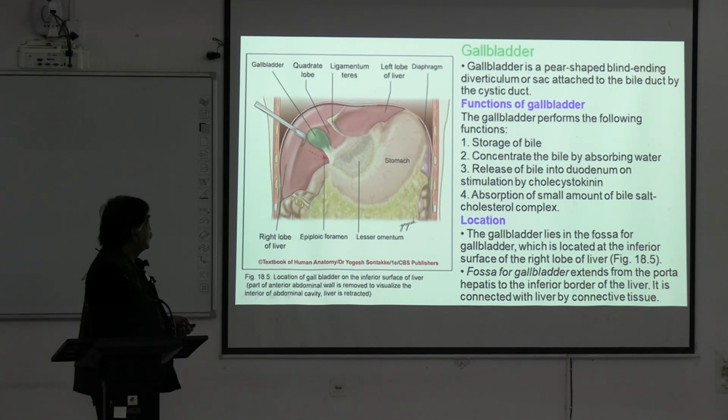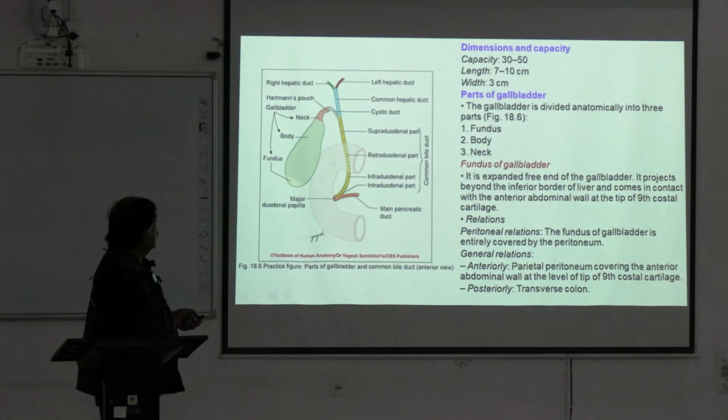Now, location: the gallbladder lies in the fossa for gallbladder, which is located at the inferior surface of the right lobe of the liver. The fossa for gallbladder extends from the porta hepatis to the inferior border of the liver. It is connected with the liver by connective tissue. Next. Now, the same picture here.